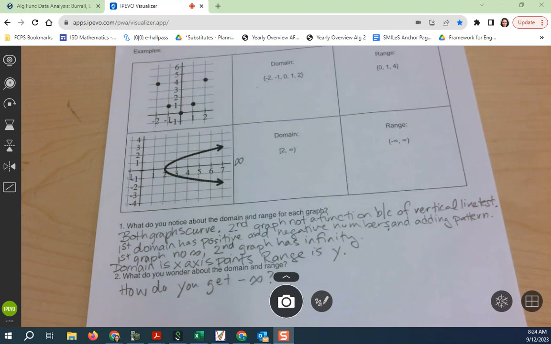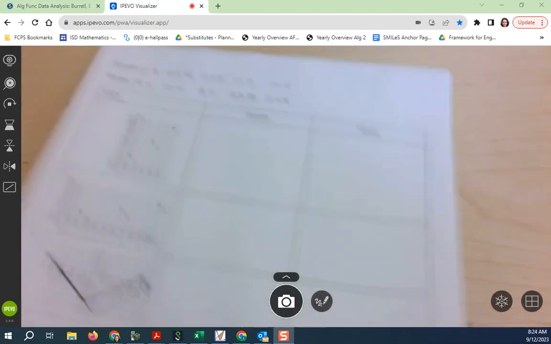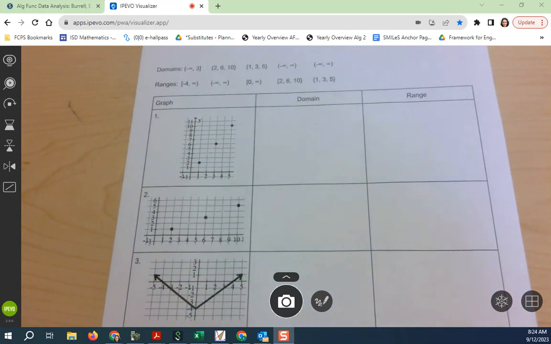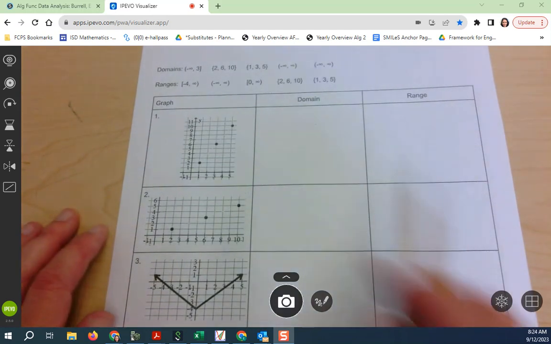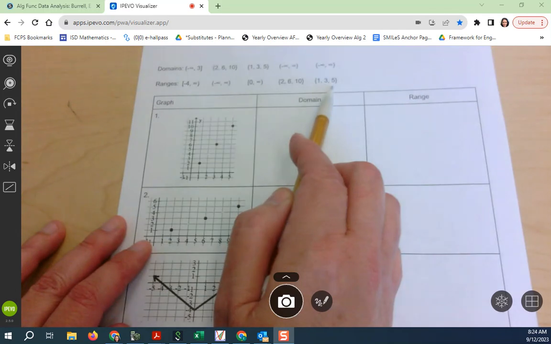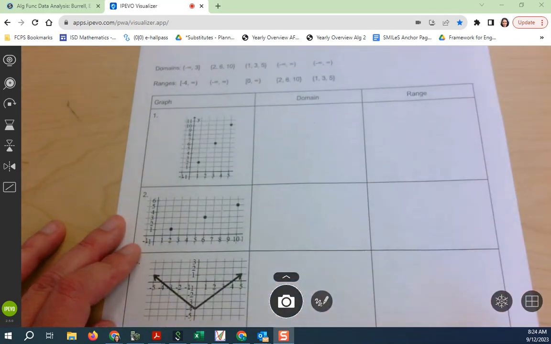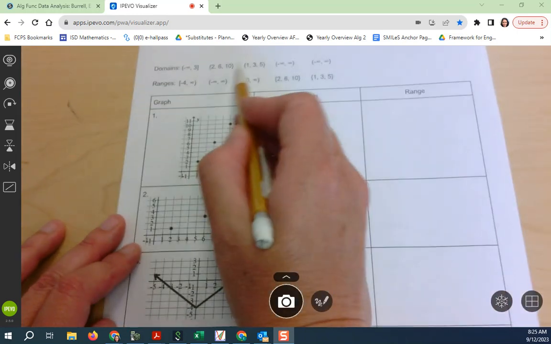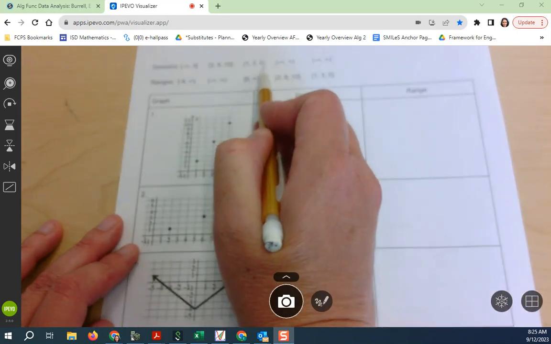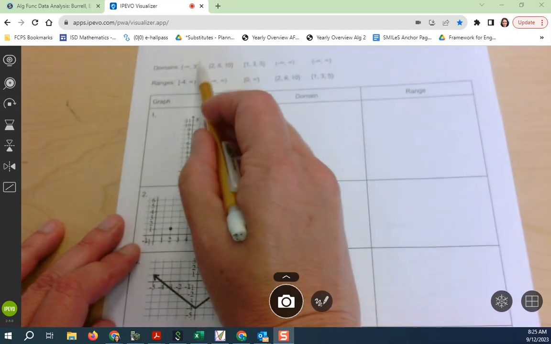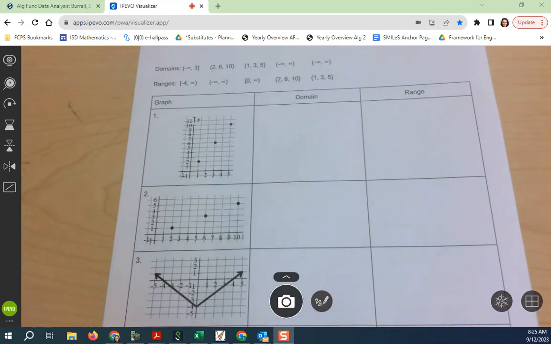We're going to turn to the back, and we're going to see if we can do some matching. Notice you have an answer bank of domains and ranges. Each graph, we're going to list domains and ranges. Do you notice how some of them have these fancy brackets and lots of numbers in them? And then some of them have parentheses and square brackets and they only have 2 numbers. Which ones do you think are going to have the fancy brackets and lots of numbers?